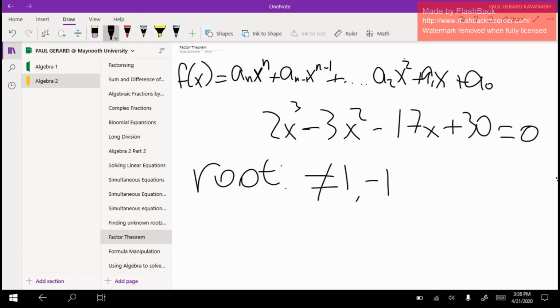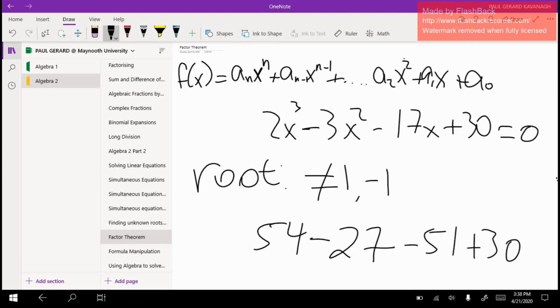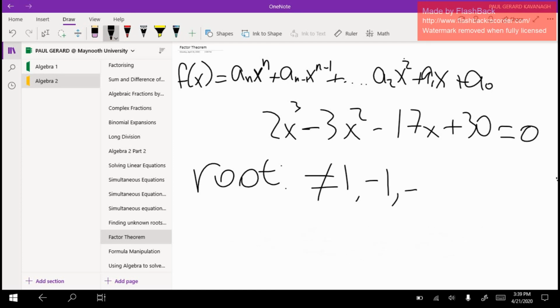So what you're going to do next is put 3 in. You're going to have 3 cubed, which is 27, so it's 54. Minus 3 by 9 is 27. Minus 17 by 3 is 51, plus 30. I think we're fairly close. 54 minus 27 is, sorry, 27. That's going to be minus 21, and that's 6. So unfortunately 3 isn't a root.